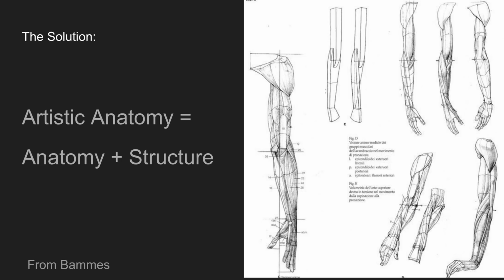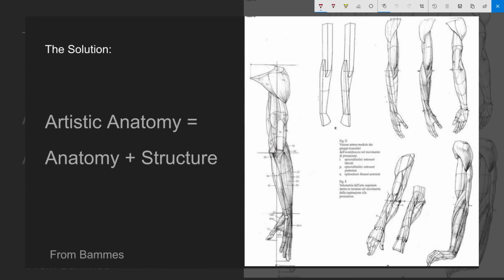It's all good. Artistic anatomy is anatomy plus structure, and that's what Bammes really nails. That's what both of those guys really nail. Anatomy plus structure. So when you put the form in, you're tying down the insertion, the origin, and you're creating a simple shape for it.